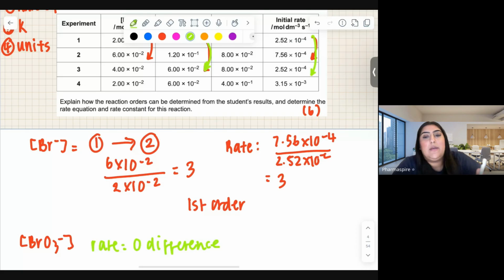Let's kind of explain it this way. Why do you guys think that there's no effect on the rate with BrO3? You have to kind of look at what we've just worked out as well. If you don't know, just tell me in the chat.